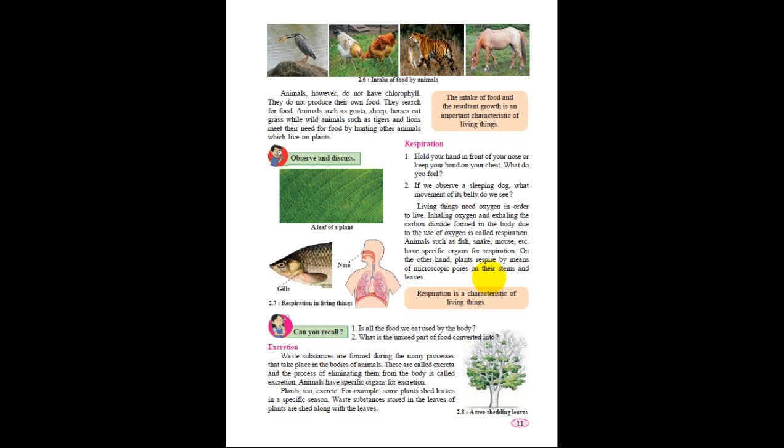For example, whenever the plant has to prepare food, it absorbs carbon dioxide present in the atmosphere through the pores present in the leaf, and that is the part of respiration. So respiration is a characteristic of living things.